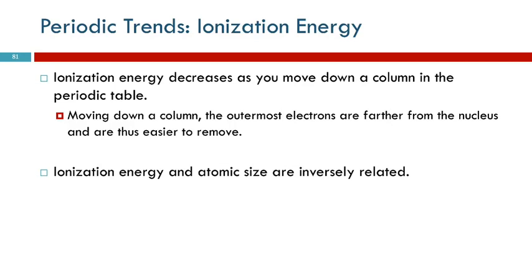But as you get a larger and larger atom, those electrons are on the outside. They're farther from the nucleus. It's easier to pull one off. So ionization energy decreases as the atom gets bigger. So ionization energy and atomic size, their trends are exactly opposite.